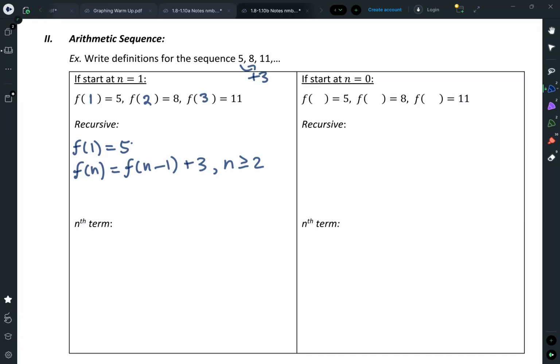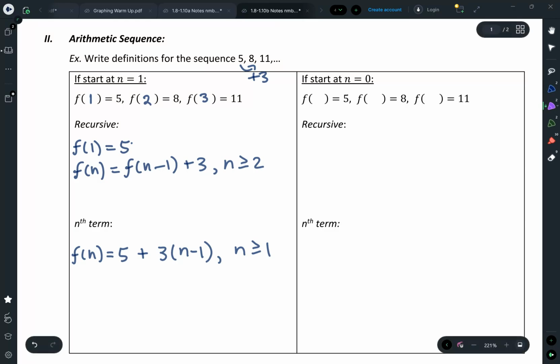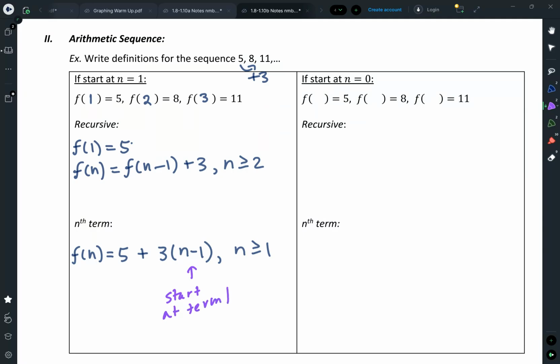To write an nth term rule, we looked at how that's going to be f of n equals my start, which is 5, kind of like a y-intercept, plus, and then I'm adding 3 each time, and I'm going to add it n minus 1 times. So 3 times n minus 1. This is for n greater than or equal to 1. And we made a point yesterday of pointing out that the n minus 1 is because we start at term 1.